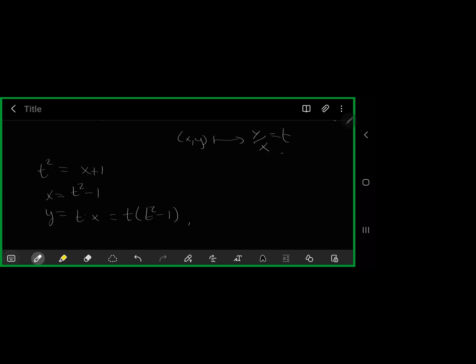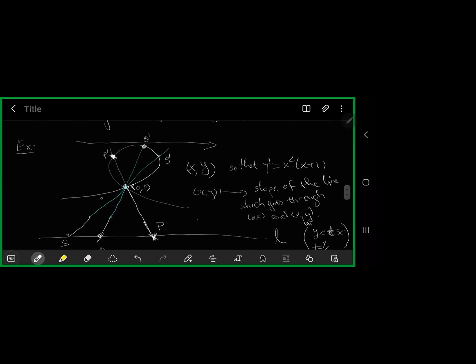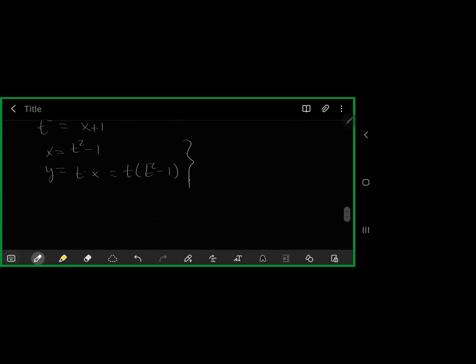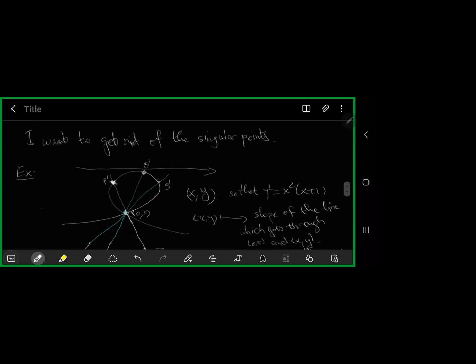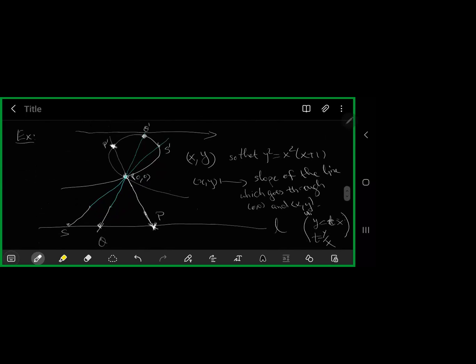What's nice about this form is that I've given a parameterization of all the points on the nodal curve, right? So I can plug in arbitrary t and get the point x comma y, which lives in this curve. And previously, like 2 minutes ago, it's not entirely clear what values you should plug in for y and x to make this work.